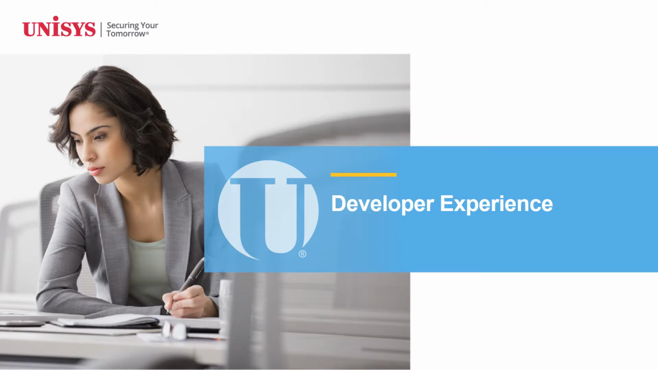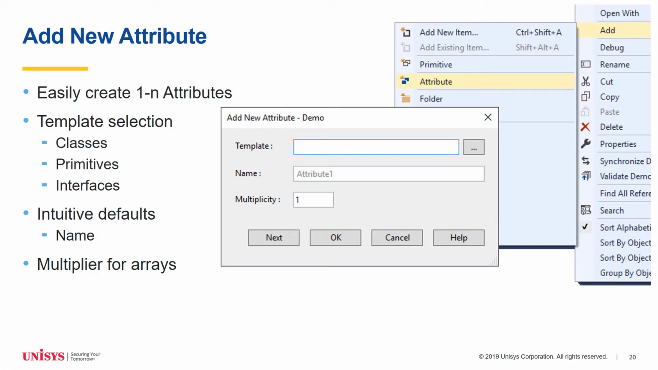Let's move on to the user experience enhancements in AB Suite 7.0. You would have seen this dialog already in previous slides and demonstrations. It's the new Add New Attribute dialog. With its clever defaults, this dialog offers an easy way to create one-to-many attributes of your favorite class, primitive, or interface. There's also the multiplicity property if you wish to define an array.